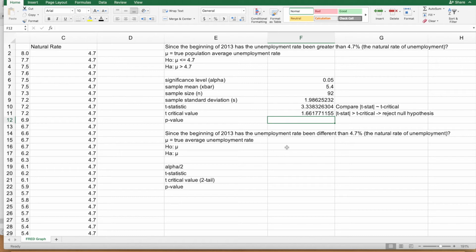So now let's do the p-value approach. So now we need to figure out what's the probability associated with our t statistic.